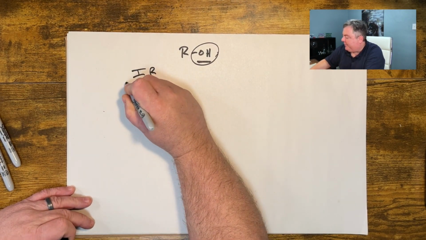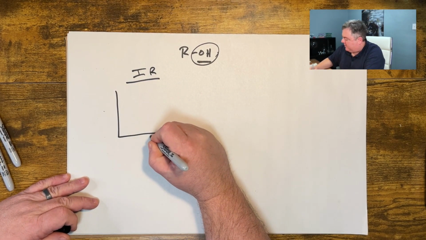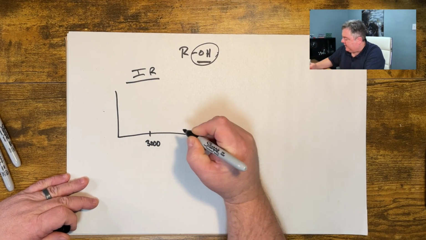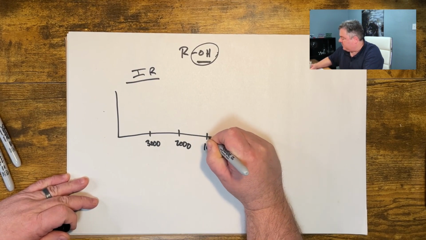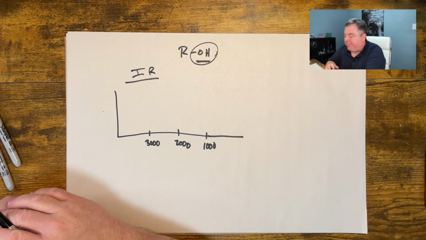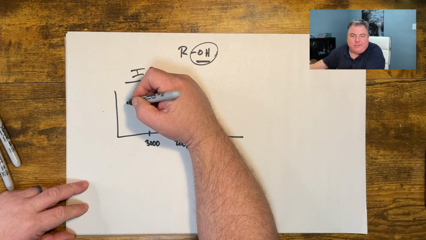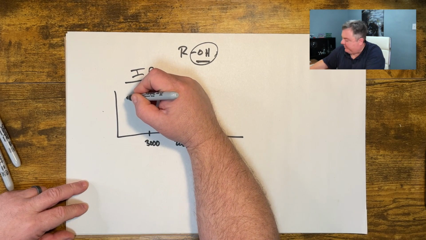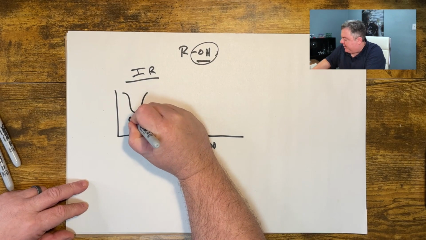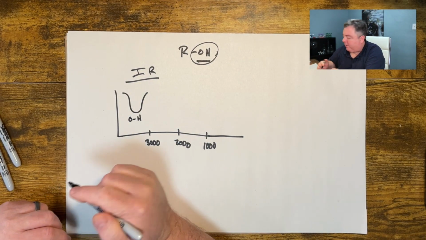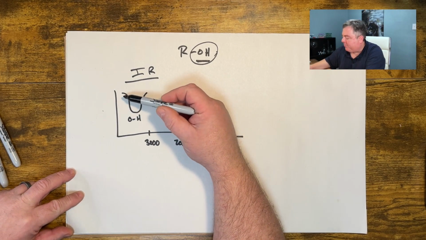So in the infrared spectrum for alcohols, let's draw 3000 here, 2000. You might remember that one of the most famous peaks in the infrared spectrum, one of the easiest to see, is the alcohol peak. The OH bond in an alcohol vibrates somewhere around 3300, and it's always this big, broad peak.